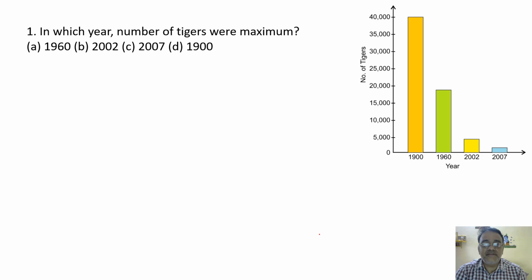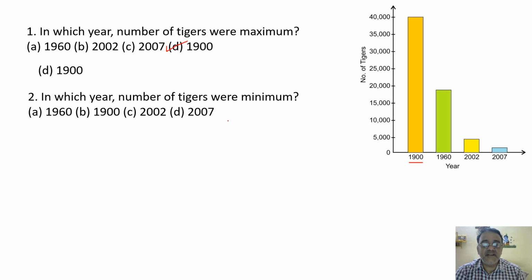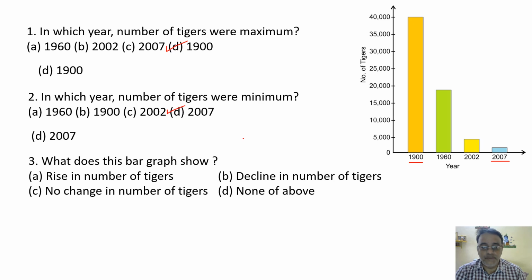In which year the number of tigers were maximum? 1900. So correct option is option D. Next, in which year the number of tigers were minimum? 2007. The correct option is option D. What does this bar graph show? Rise in number of tigers, decline in number of tigers, no change in the number of tigers, none of the above. It shows डिक्लाइन इन द नंबर ऑफ टाइगर्स. देखो पूरा ग्राफ यहाँ से पूरा डाउन हो गया, गिर गया, डिक्लाइन हो गया. सो द करेक्ट ऑप्शन इज ऑप्शन बी.